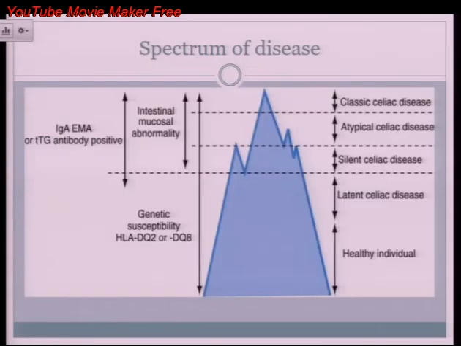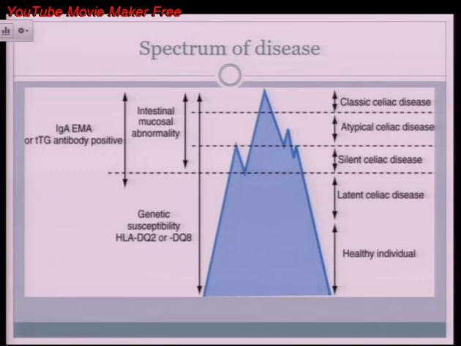So there's a spectrum of disease here in celiac. As you can see here, there's a genetic susceptibility to celiac, and we'll go over this a little bit. The specific genes that have been implicated in more than 95% of patients are HLA DQ2 or DQ8. And then, so there's a spectrum of disease. On top is classic celiac disease, where patients present with typical symptoms, have positive serologies, and biopsies which are positive for celiac. So that's the classical celiac disease.